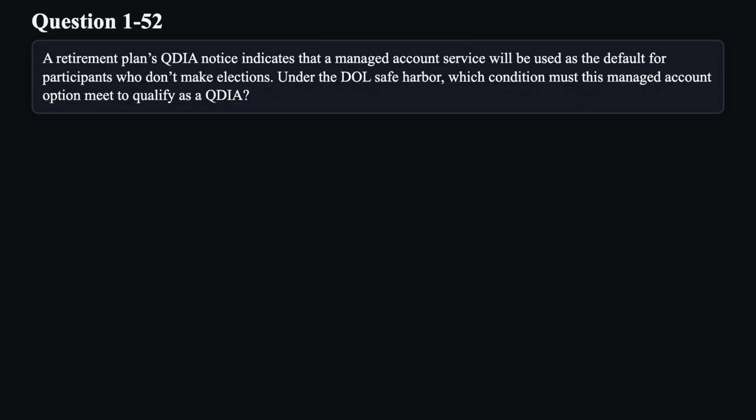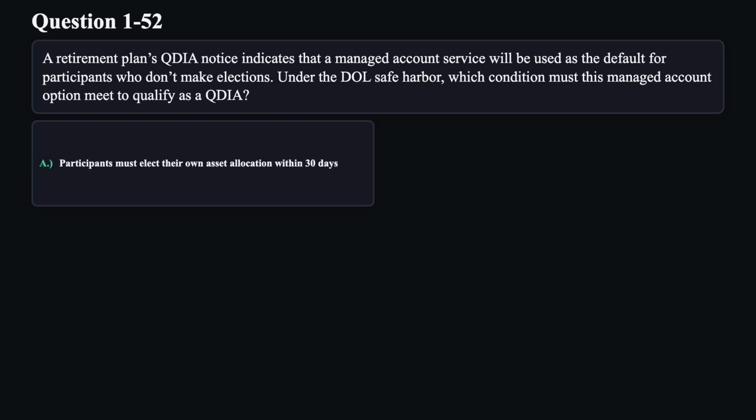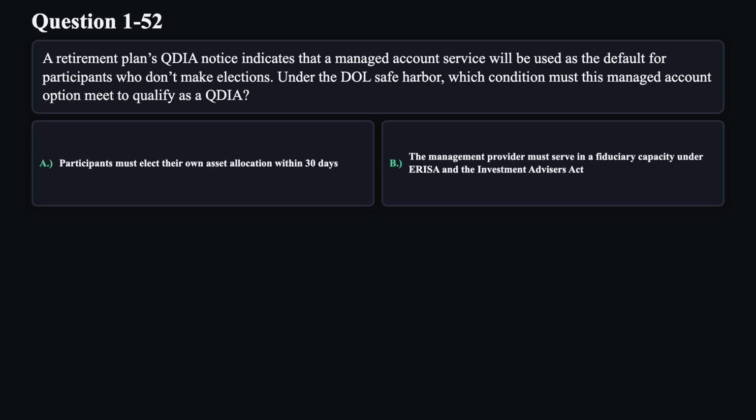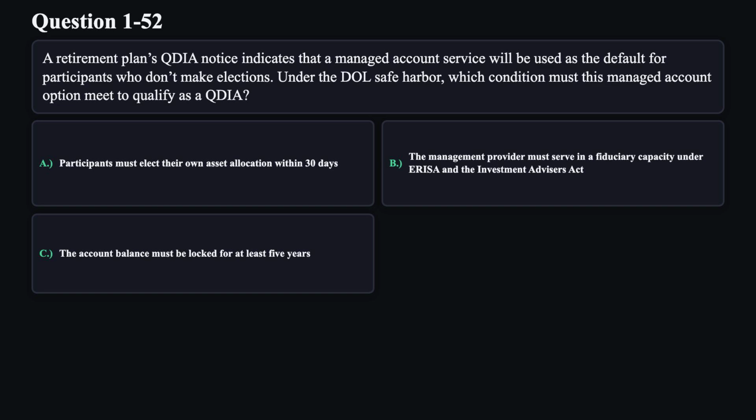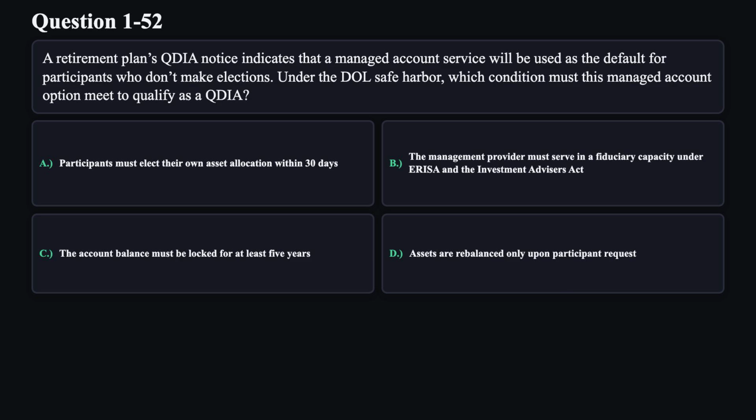Question 52. A retirement plan's QDIA notice indicates that a managed account service will be used as the default for participants who don't make elections. Under the DOL safe harbor, which condition must this managed account option meet to qualify as a QDIA? A. Participants must elect their own asset allocation within 30 days. B. The management provider must serve in a fiduciary capacity under ERISA and the Investment Advisers Act. C. The account balance must be locked for at least 5 years. D. Assets are rebalanced only upon participant request.